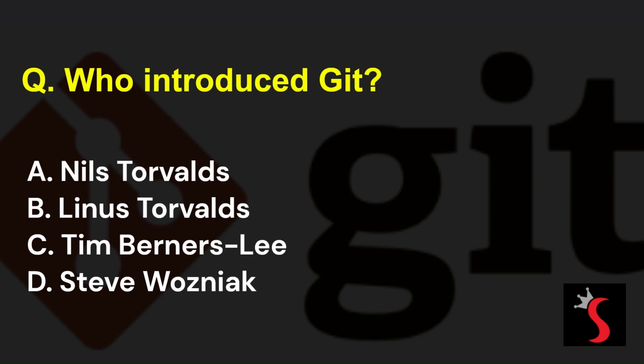Who introduced Git? A. Nils Torvalds. B. Linus Torvalds. C. Tim Berners-Lee. D. Steve Wozniak.